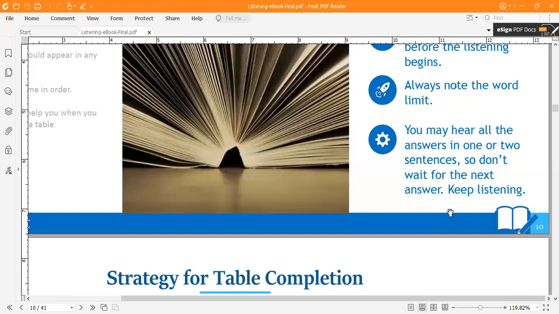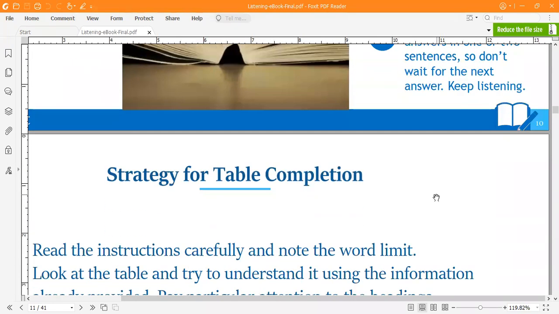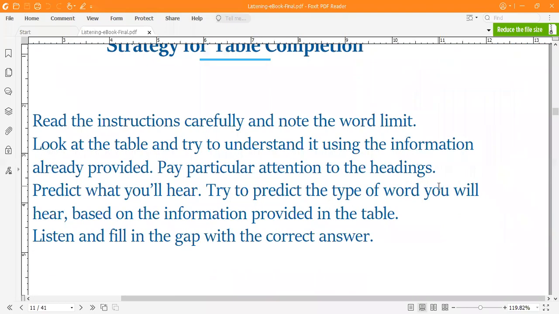So that's why you need to keep listening. Don't take the first answer and that's it. Take the first answer and then keep listening and focusing on the audio. All right, so answers may come in 1 or 2 sentences. So don't wait for the next answer. Keep listening. This is very important. Take the word, take the phrase, take the answer. That's fine. But you need to keep listening. Take it and then keep listening. Maybe they're going to change. Maybe they're going to say the second answer or the third one.